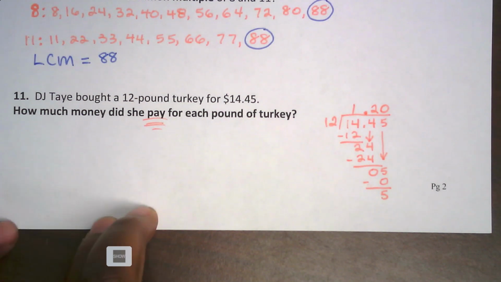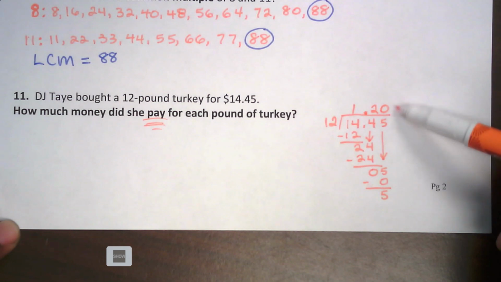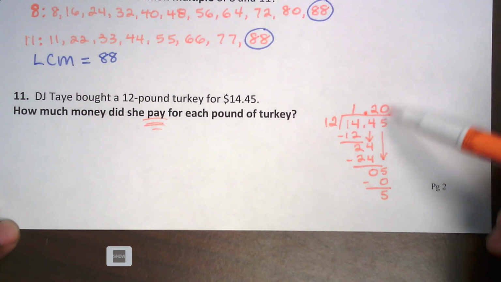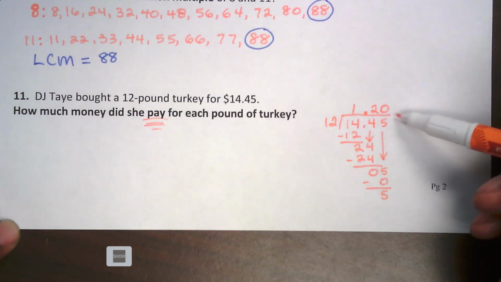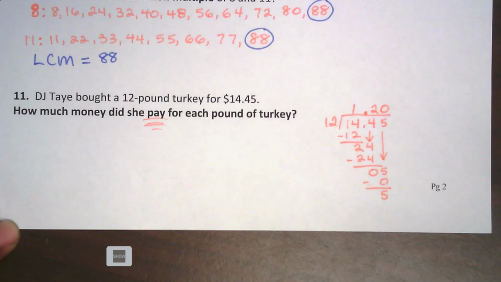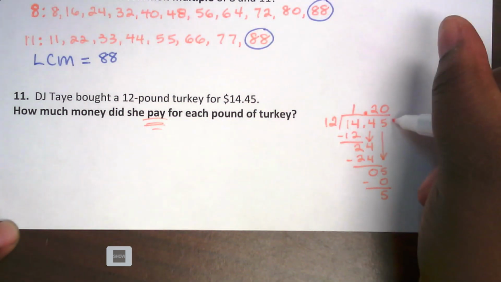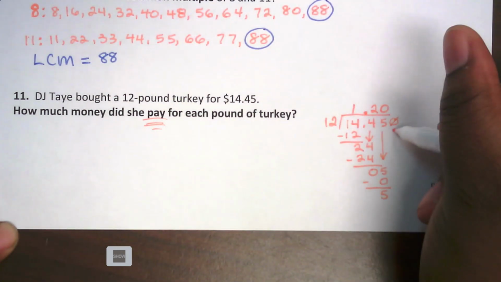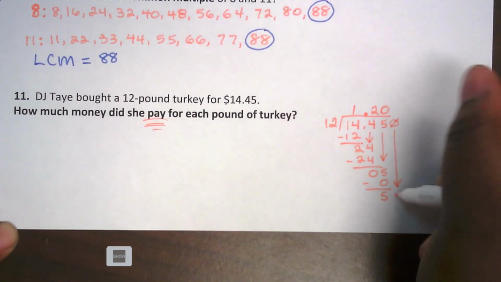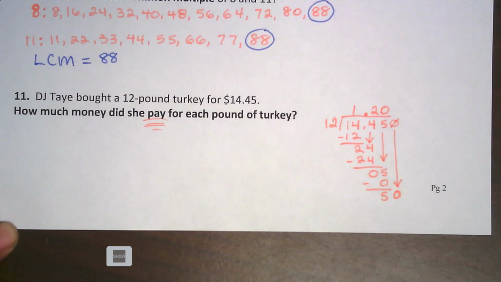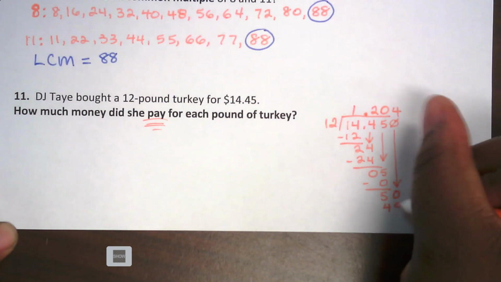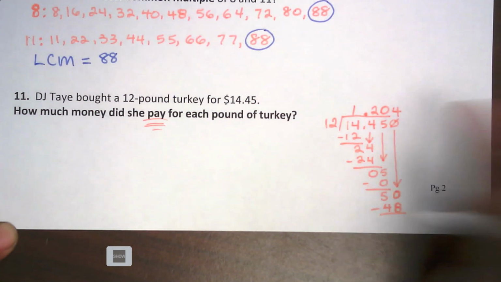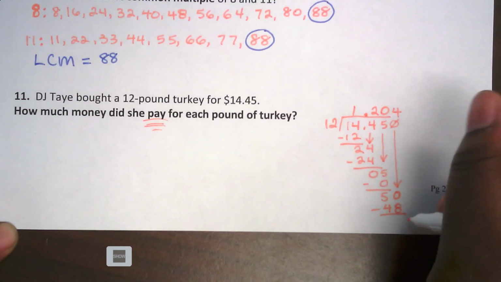Well, in order to make sure whether or not we need to round this 20 cent up to 21 cent, I need to find one more decimal place, okay? So that means I am going to annex a 0 there and bring my 0 down. So now I'm asking myself 50 divided by 12, and I get 4 of those because 12 times 4 is 48. 50 minus 48 is 2.